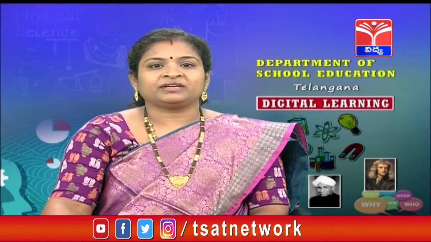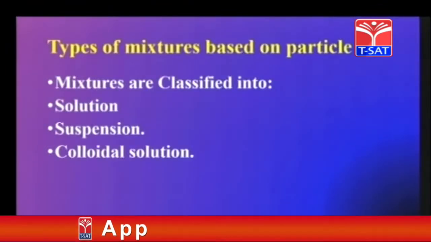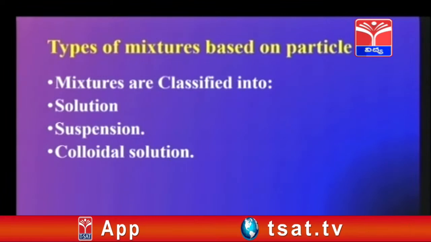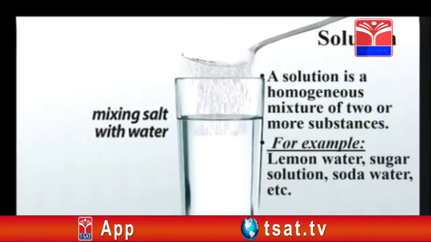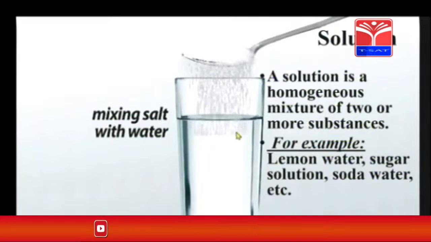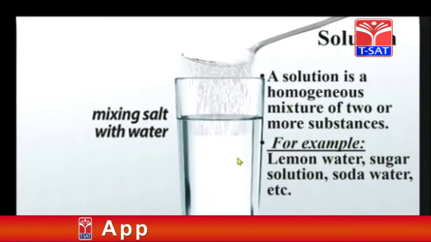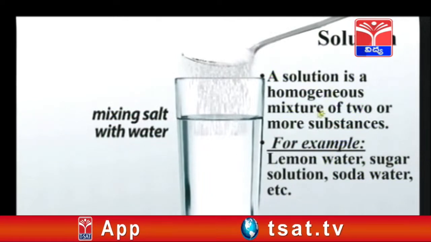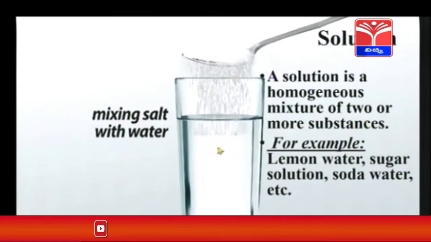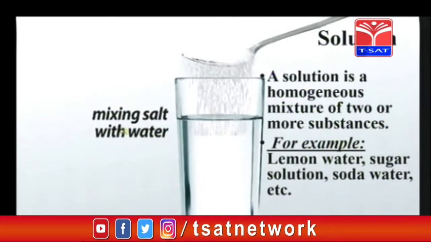Children, mixtures can be classified into solution, suspension and colloidal solution. Let us define what is a solution. In this example, we have seen sugar or salt, when it is completely dissolved in water, we get a clear solution. What type of mixture are we calling it? We call it a homogeneous mixture. So a solution is a homogeneous mixture of two or more substances. You can take salt, when it is dissolved in water, we get a clear solution. Or in the earlier example we have seen mixing sugar with water.